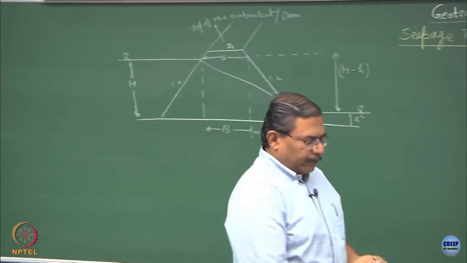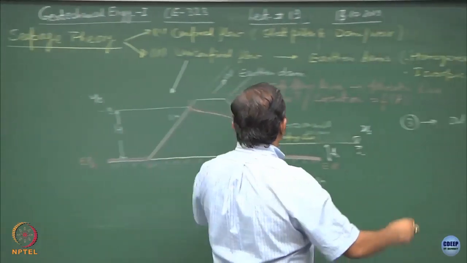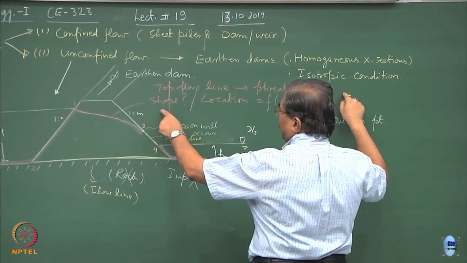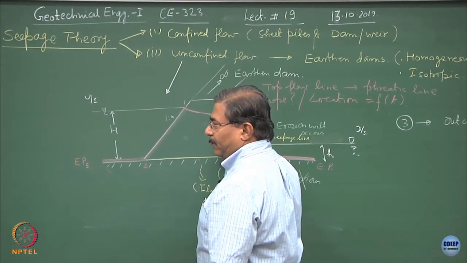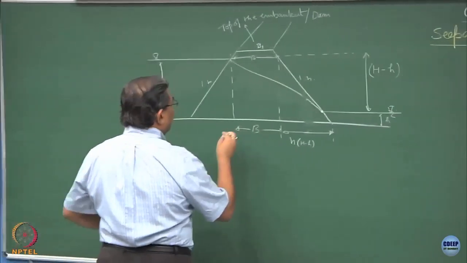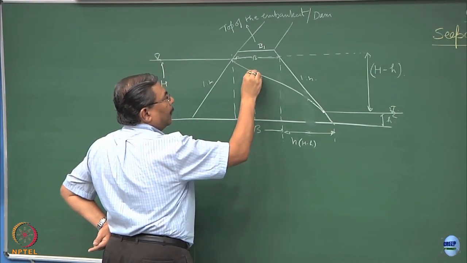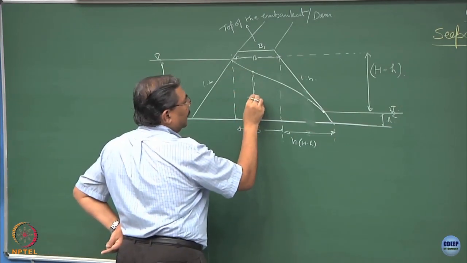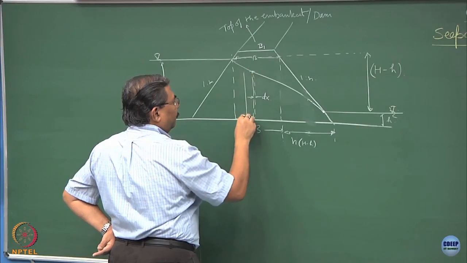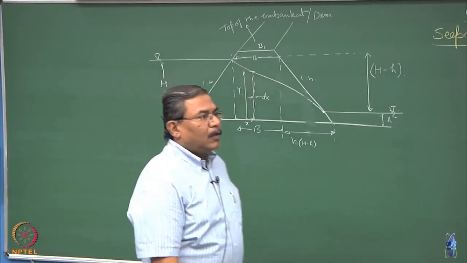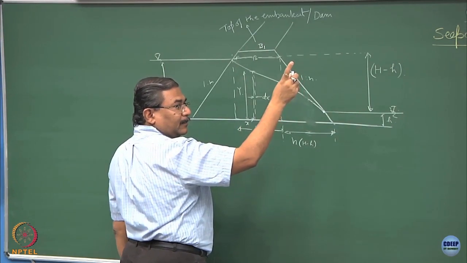Now, in most of these analyses, what we do is, we consider an element because the first task in hand is to find out the shape and location of the top flow line. That means, I have to establish what is the shape of this curve. So, if I assume at a certain x distance, there is an element of thickness dx, and at this point, the height of this system is, let us say, y.